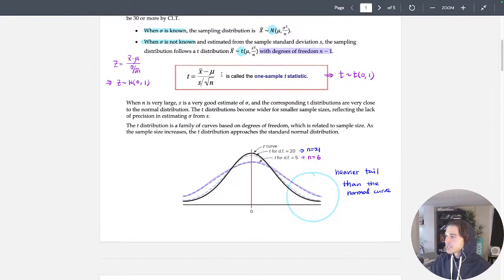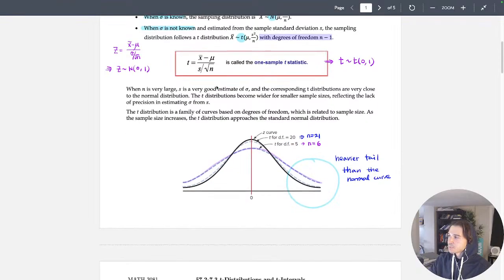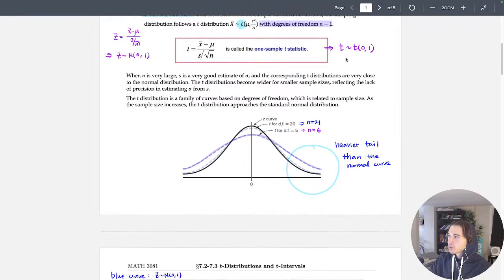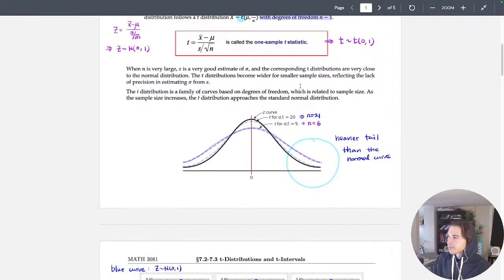And this is T, the one-sample T statistic: just the sample mean minus the population mean over the sample standard deviation divided by the square root of the number in your sample. That's how you normalize it to just do the normal t-CDF.